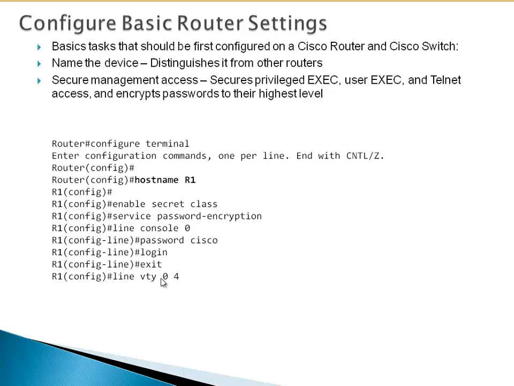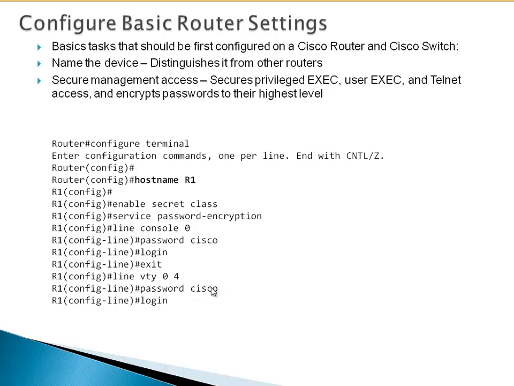So line vty 0 4. We're accessing 5 lines in total here together. And we say password Cisco and login again. With this login, we are saying use this password if somebody is trying to remotely access. The console is local, so you're going to need a console cable to access through the console port. Locally, you have to be physically close to the router. But this is through remote access, telnet or SSH, for example, and then you can use the password Cisco.